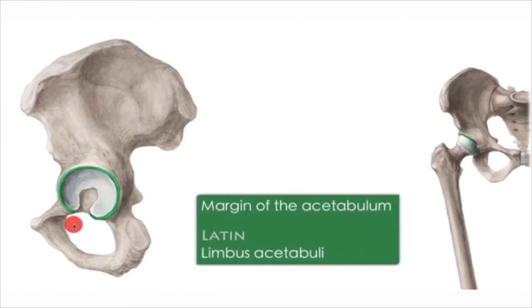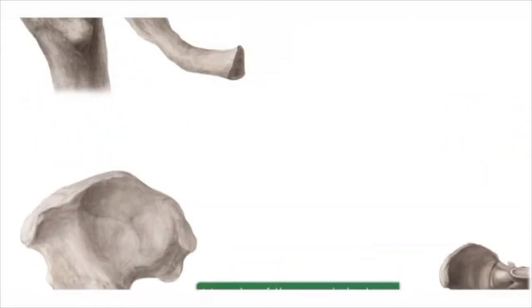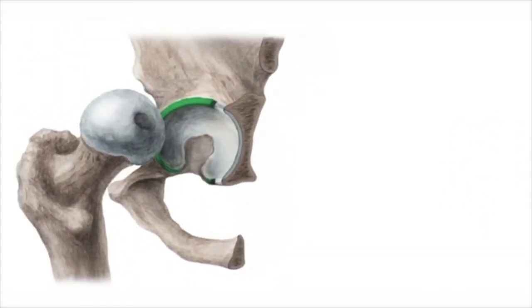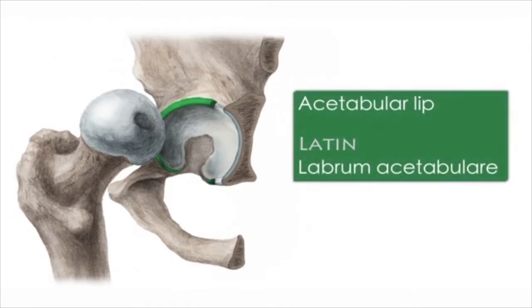Now, moving on to another structure, this is known as the margin of the acetabulum. And this margin is bordering the acetabulum, as you can see here, or it's bordering the acetabular fossa, we can say that, and it is interrupted here by this notch that is known, of course, as the acetabular notch. Moving on to another structure, and not to be confused with the margin of the acetabulum, this is known as the acetabular lip. And this is a fibrocartilaginous collar on the rim of the acetabulum, as you can see here, that is surrounding the margin of the acetabulum.